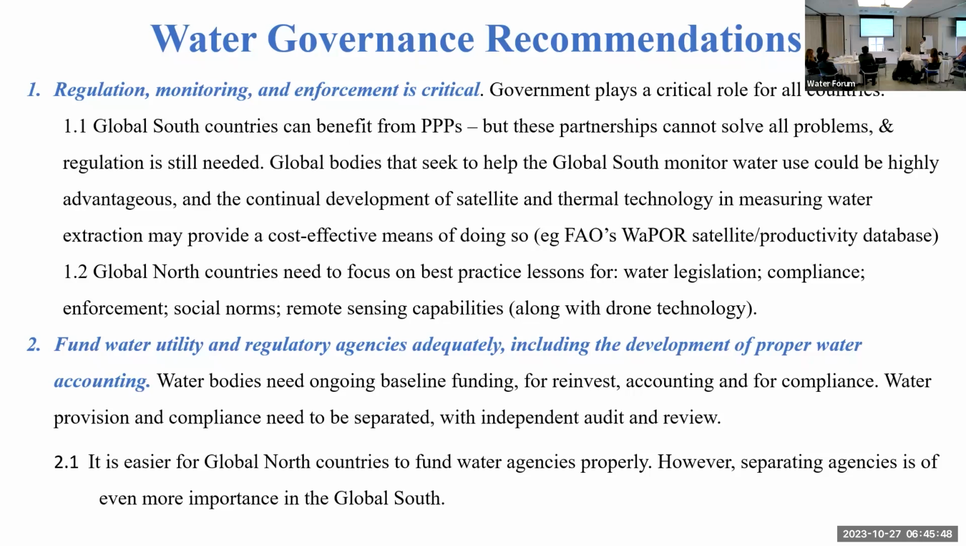Number two, fund water utility and regulatory agencies adequately. Water bodies need a lot of money for baseline funding, for reinvestment, accounting, and compliance. It's way easier for Global North to do this than the Global South. We do recommend separating the function of regulation from, for example, general water or agricultural objectives. Often they can be tied in the one department and you can have problems. So separating agencies is key.